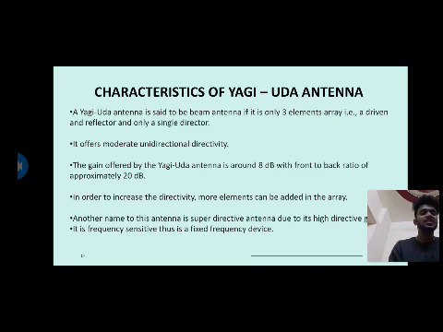It is frequency sensitive, thus it is a fixed frequency device.